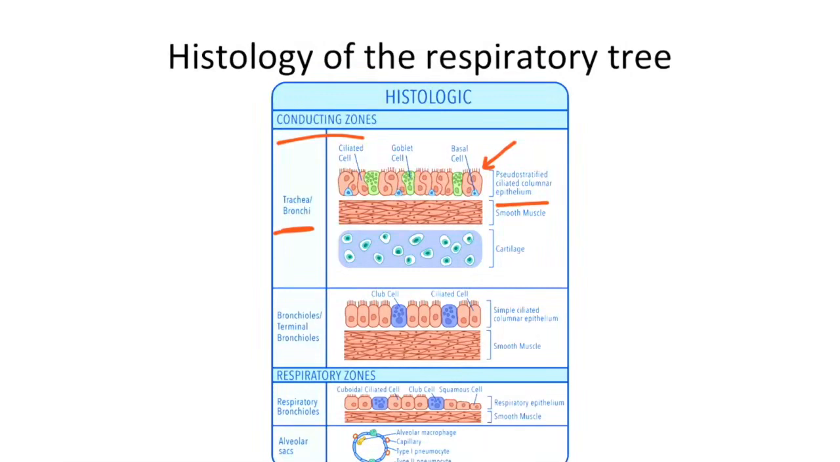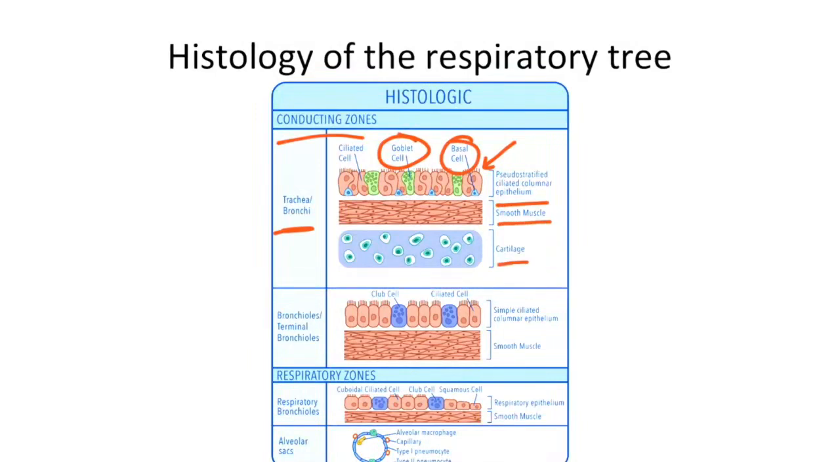mucociliary escalator. Notice that the goblet cells are also present here, which are responsible for producing mucus, which moistens the respiratory tract and also helps trap particles. The mucus produced by goblet cells is the other component of the mucociliary escalator. Finally, notice that this region of the airway contains basal cells, which act as stem cells, smooth muscle, and cartilage.